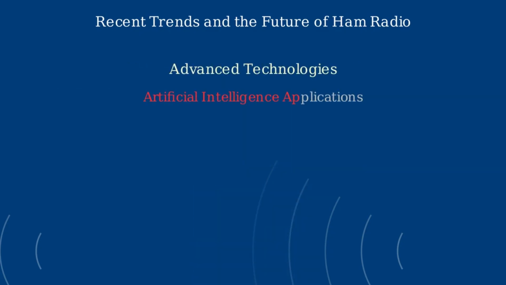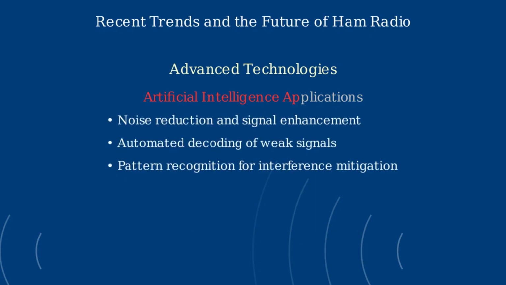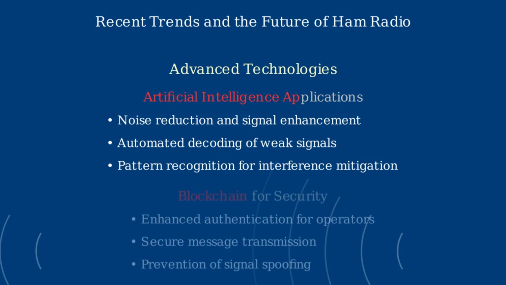Advanced technologies like artificial intelligence are finding their way into ham radio applications. AI is being used for noise reduction, automated decoding of weak signals, and pattern recognition to mitigate interference. Blockchain technology is being explored to enhance security in ham radio communications.